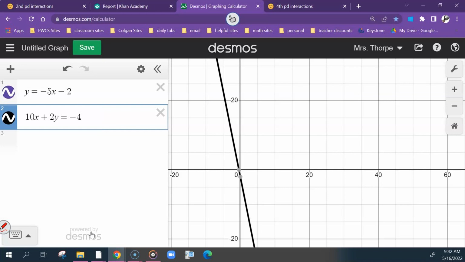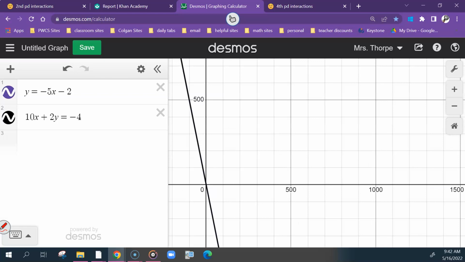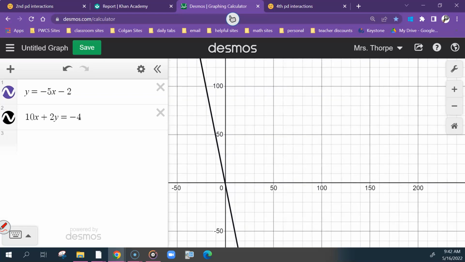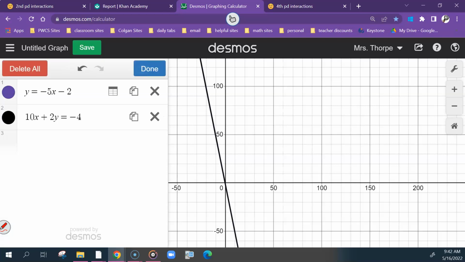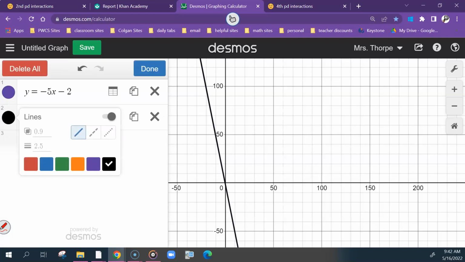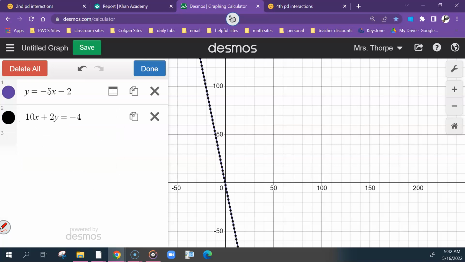In this case, I would say zoom out to make sure you're not missing the other line. So they're stacked, and I don't know if you'll have this functionality on your test, but you can go into the gear wheel, change this to make it dotted to see if they are in fact stacked. Infinitely many solutions.